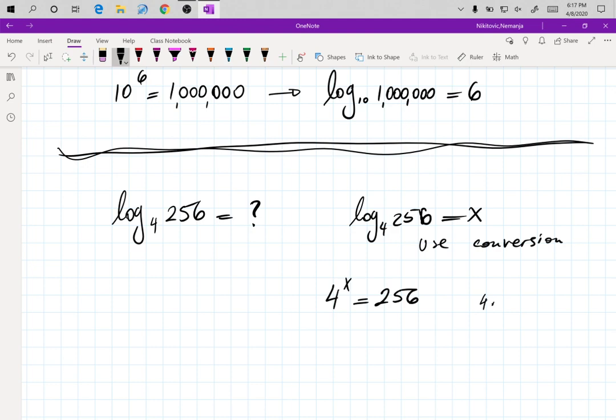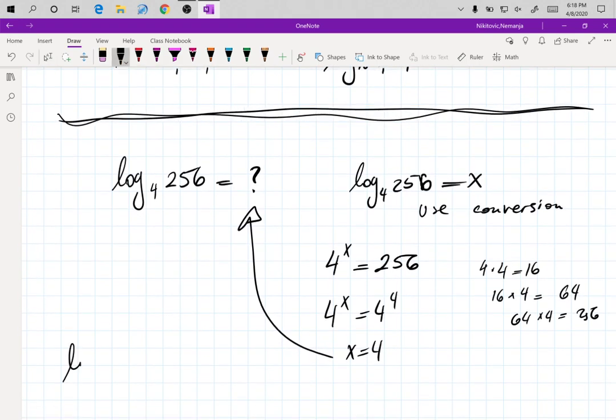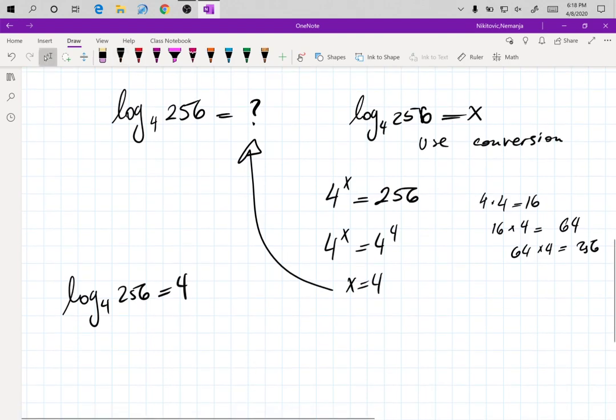You go 4 times 4 is 16. 16 times 4 is 64. And then 64 times 4 is 256. Oh, I did that 4 times. So 4 to the x is equal to 4 to the 4. And there it is, x equals 4. So now we found out that that's 4. So log base 4 of 256 is equal to 4 because 4 raised to the 4 is 256.